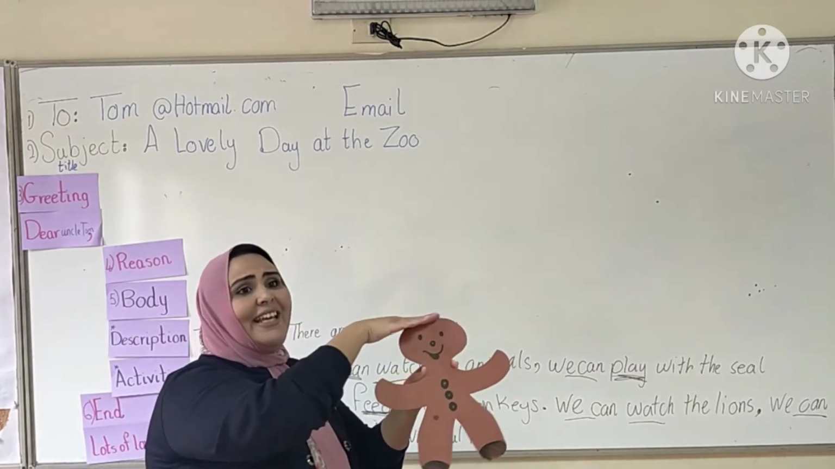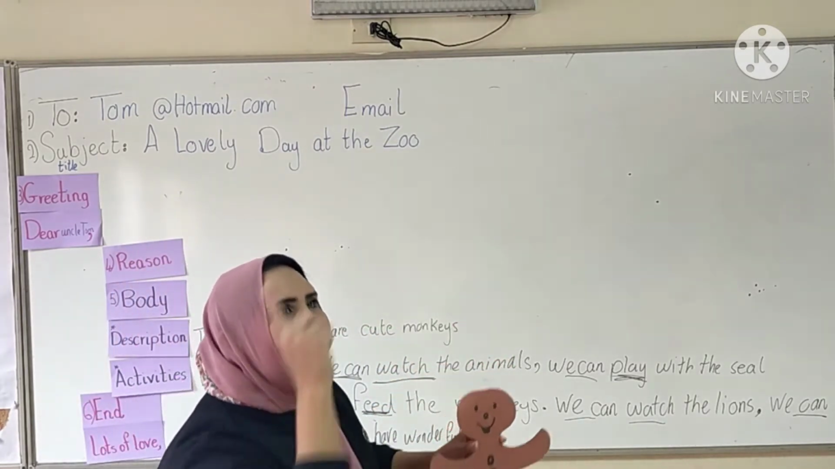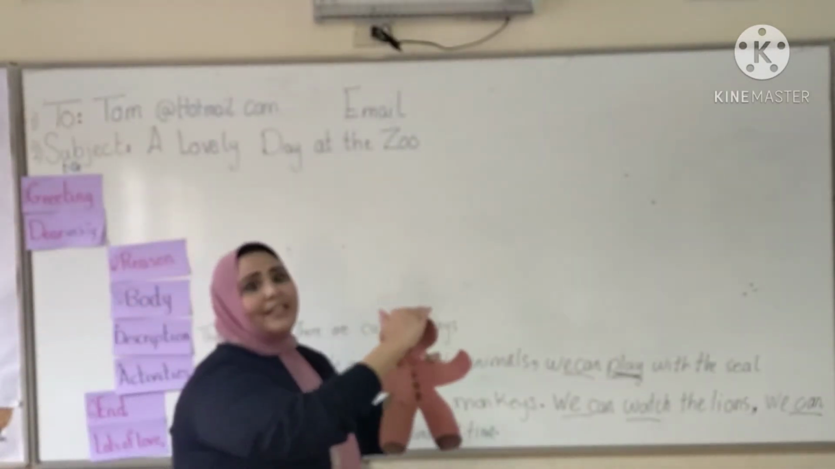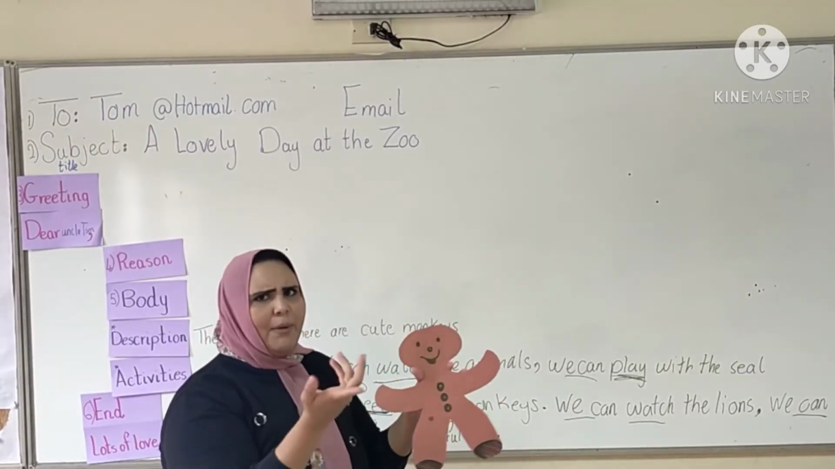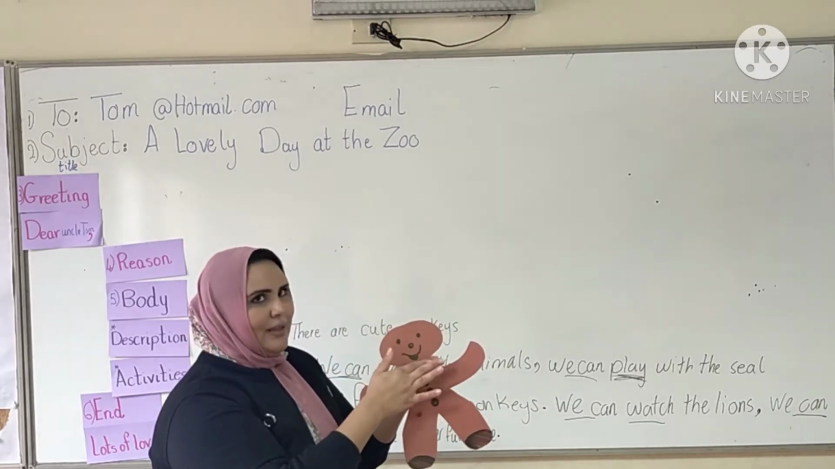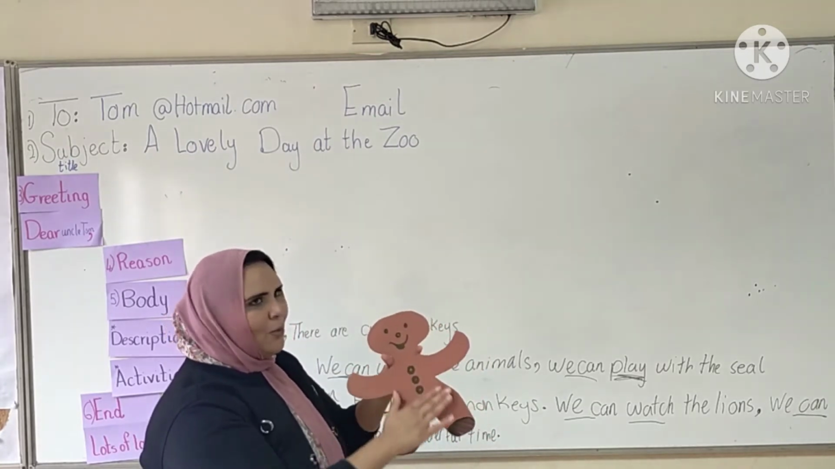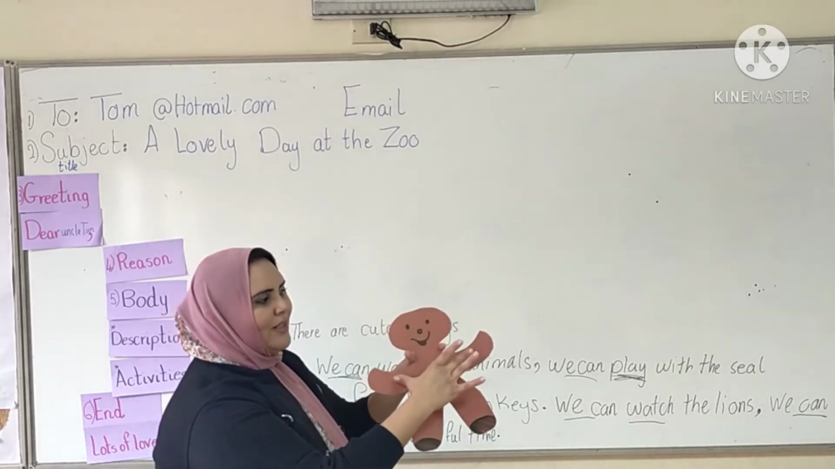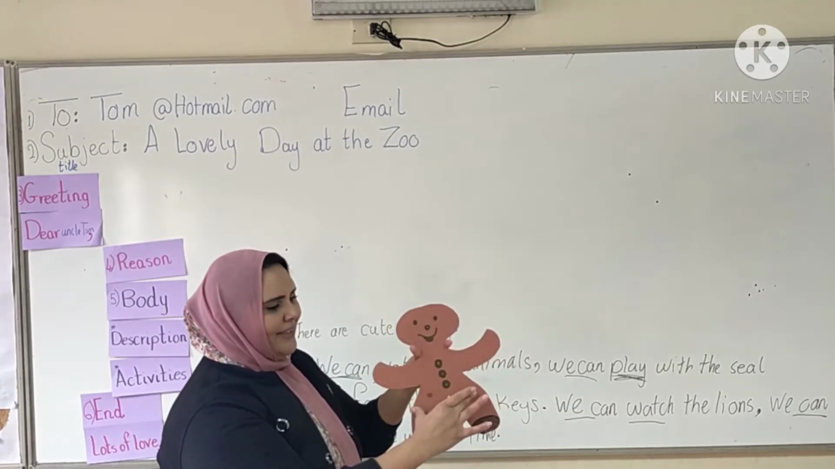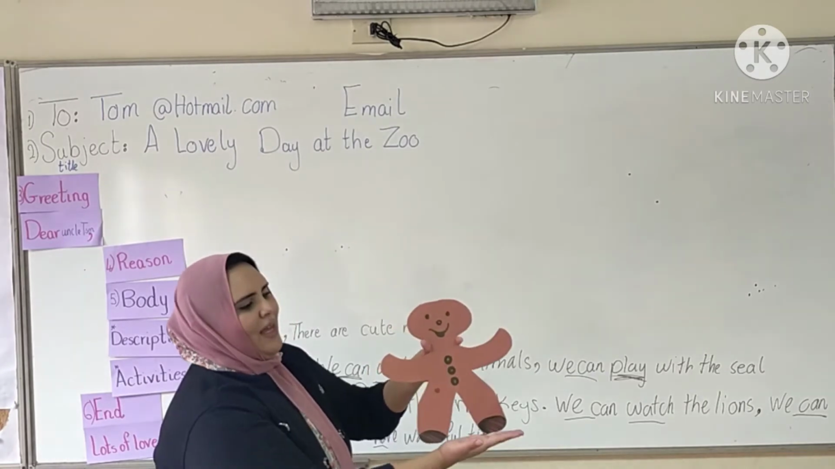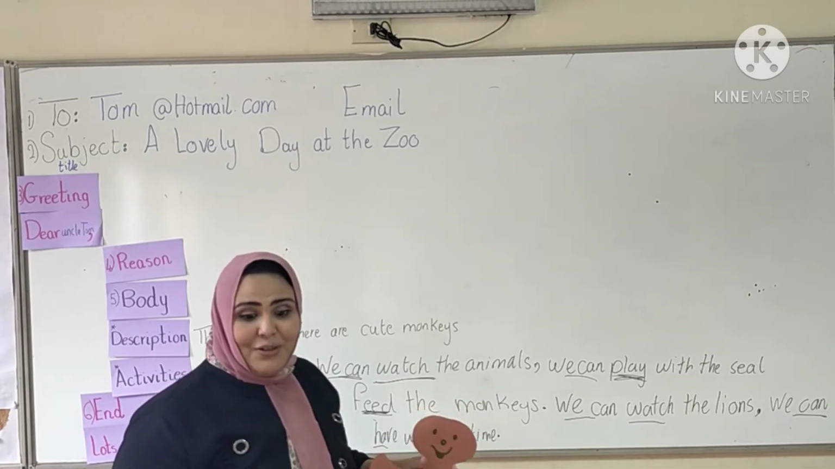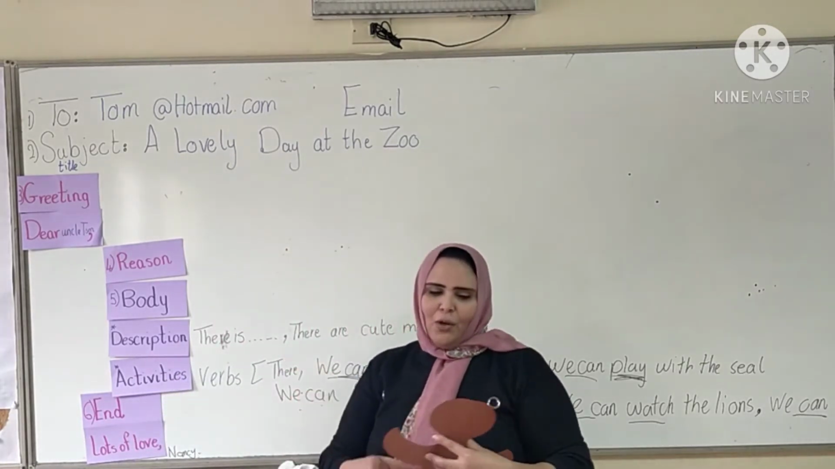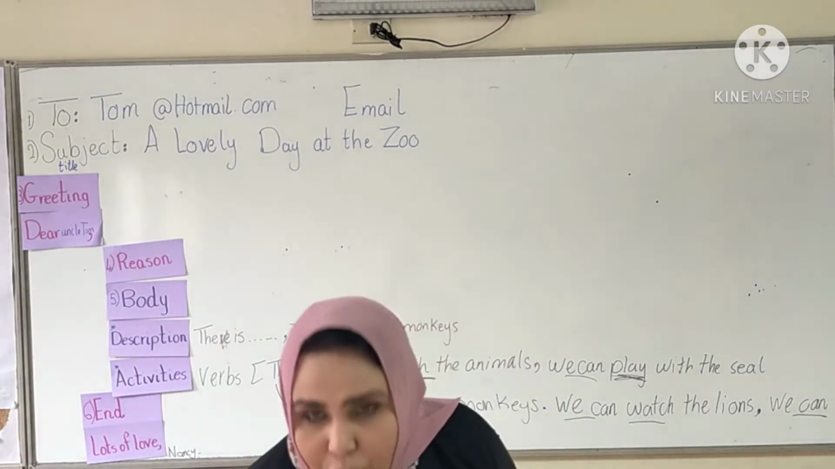Again, greeting, and what do we use in greeting? Dear. We use dear. So greeting, dear. The reason for writing the email. Why am I writing the email? Which is the neck. The body, which has two parts. The what? Description. There is and there are. Activities, verbs, and lots of love. Okay? You understand the very nice email? Okay, I want you to open the book at page 2.